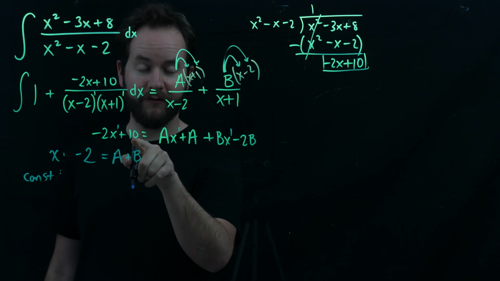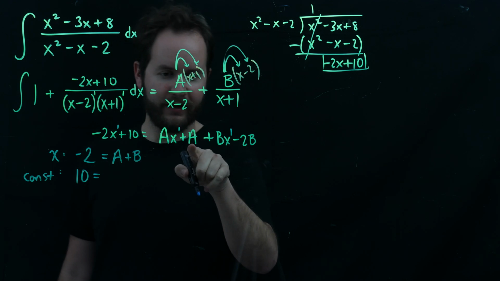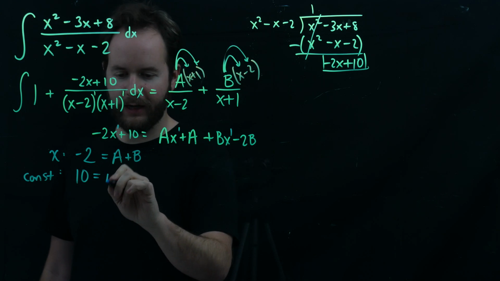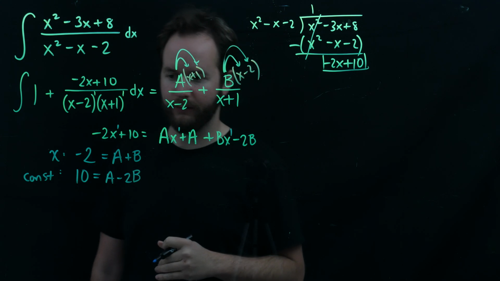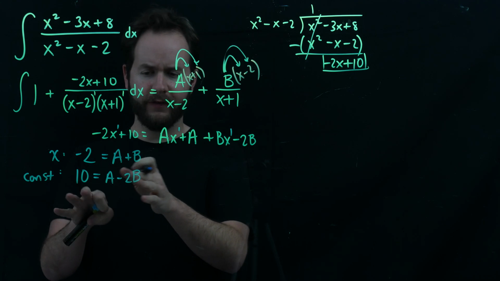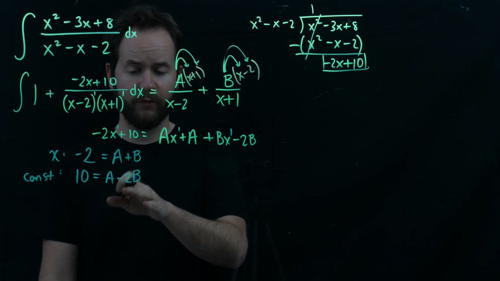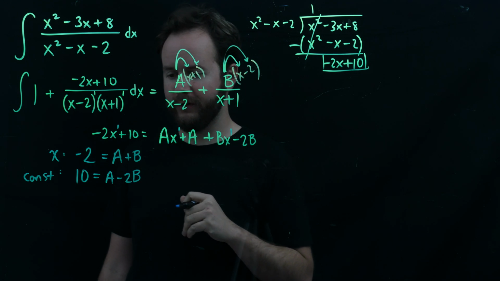What constant terms do I have on the left side of this equation? I see a 10. And on the right-hand side, I see an a and a minus 2b. I know those are constant terms because they don't have any x's in them. All right. Now we've got to simplify and figure out this system of equations. Once we figure it out, we find the values of a and b, and then we can plug them back into our original partial fraction decomposition.